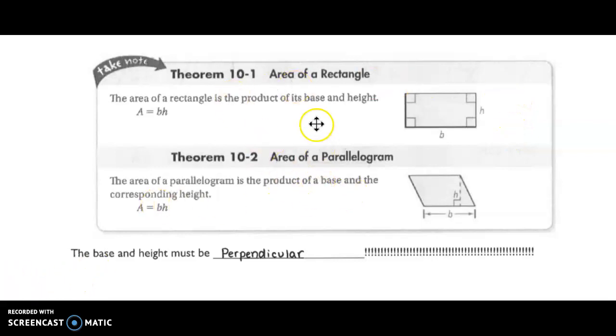The area of a rectangle we know is base times height, or length times width. For this section, we're going to use base times height because that's the same for the area of a parallelogram. Please note that the base and height must be perpendicular. A common mistake that I've seen over the years is people will think that this diagonal line is the height. No, that's not the case. The height is always perpendicular to the base. And you'll note that in some of the examples we're going to look at, sometimes you have to figure out that height.